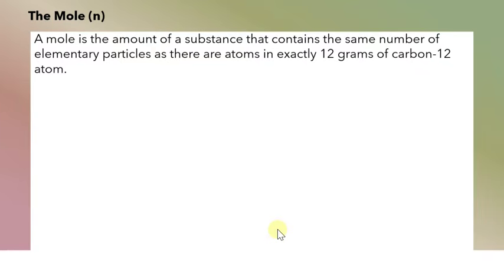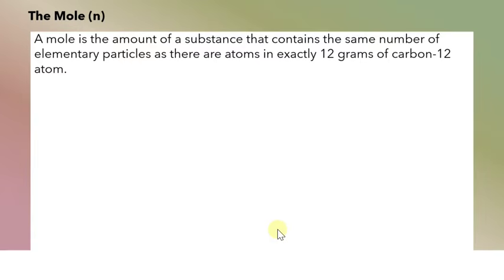What does it mean? A mole is just an amount of a substance that contains the same number of elementary particles as there are atoms in exactly 12 grams of carbon-12 isotopes. What it means is that 12 grams of carbon-12 has already been known to contain a certain amount of particles. That amount of particles, which has already been known to be in 12 grams of carbon-12 atom, is also equal to a mole.